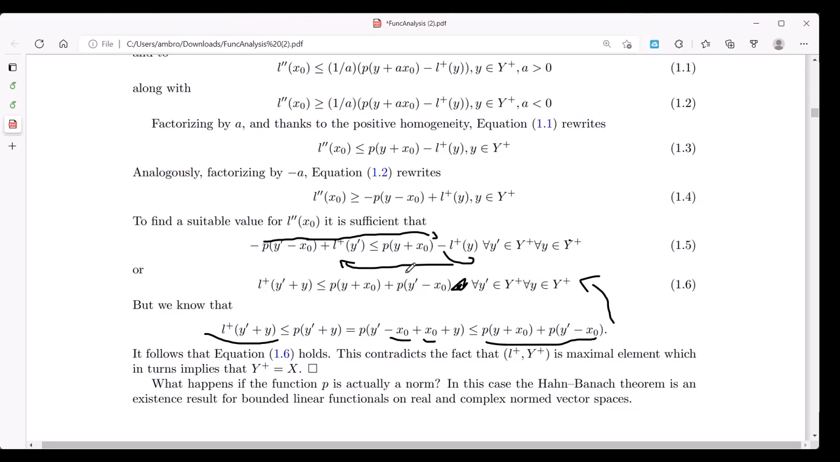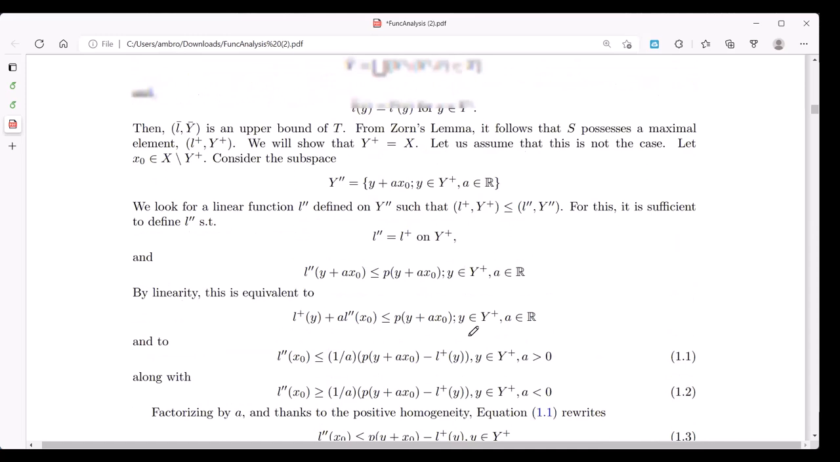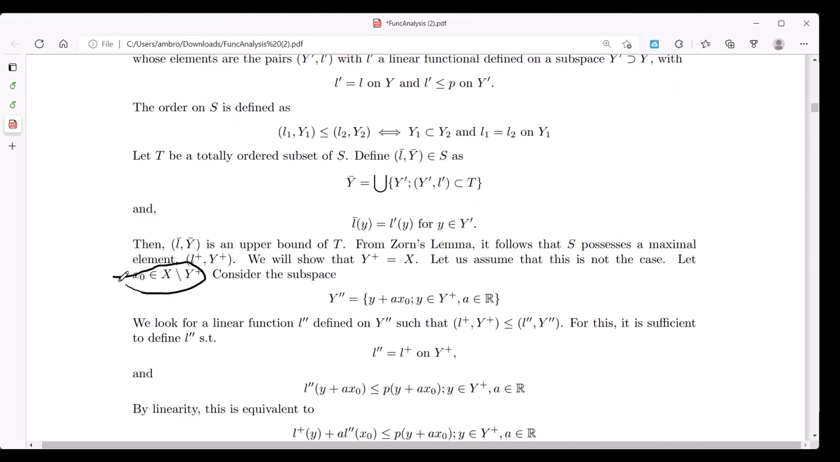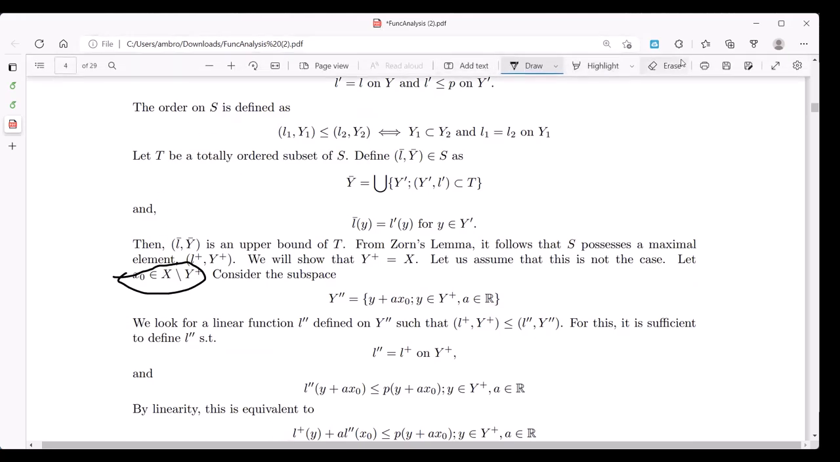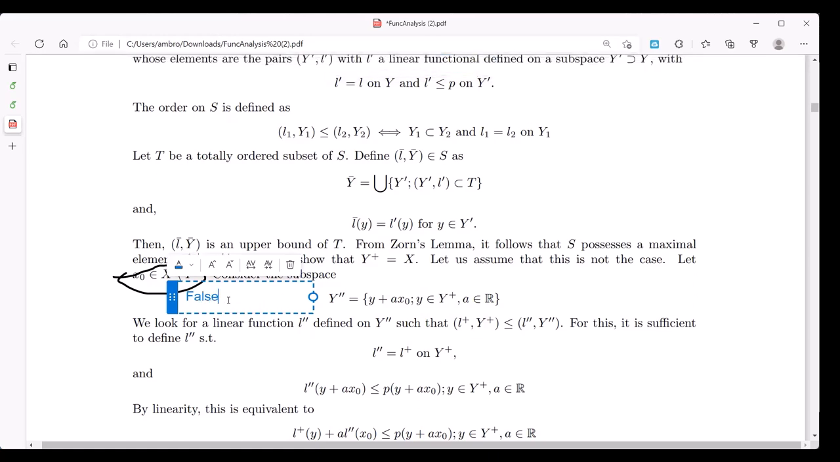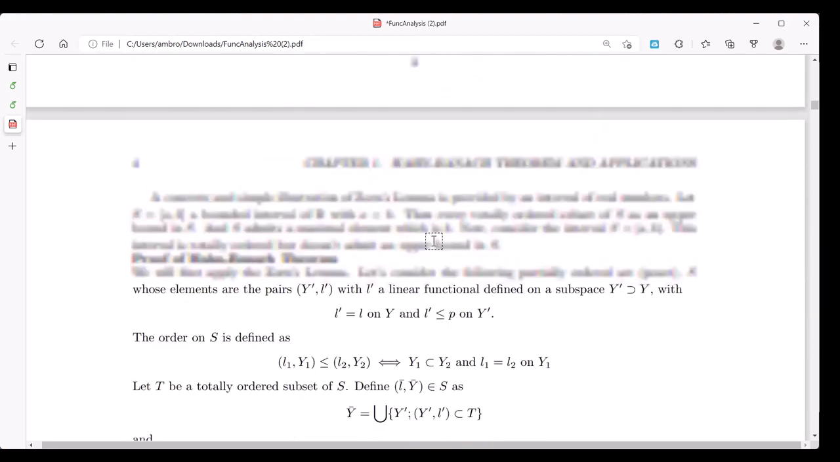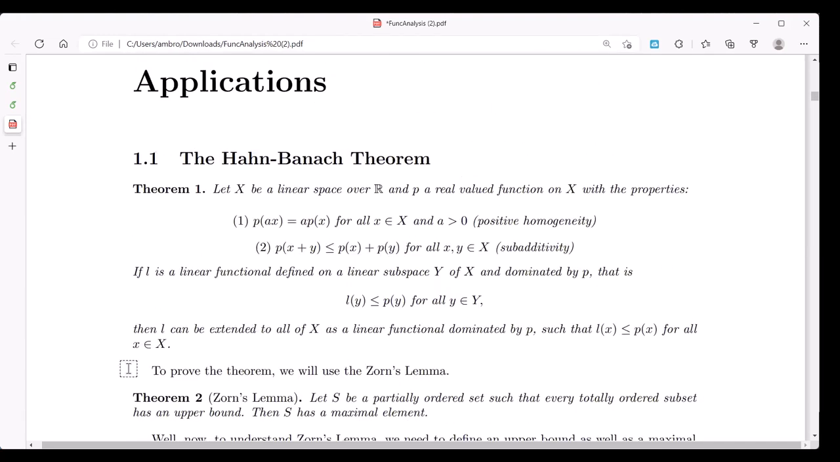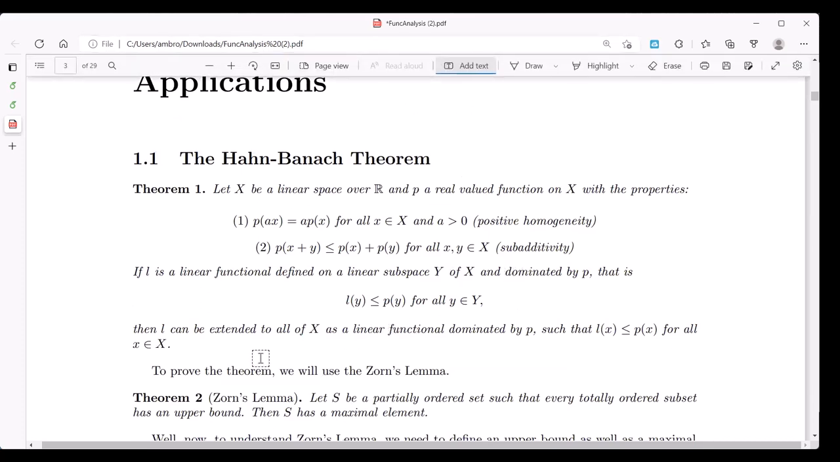But then I constructed an element that is bigger than my maximal element, and this is a contradiction. So the point is that I cannot do that. This is false. And so if this is false, that means that Y plus equals X. So now I proved that L can be extended to all of X with L of X less than P of X.